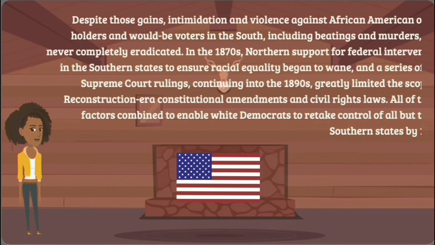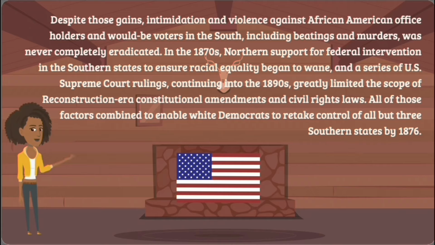Relying on federal protection, African American voters elected hundreds of black state representatives and 16 black U.S. representatives and senators. By 1870, nearly all of the former Confederate states were controlled by the Republican Party. Despite those gains, intimidation and violence against African American office holders and would-be voters in the South, including beatings and murders, were never completely eradicated.